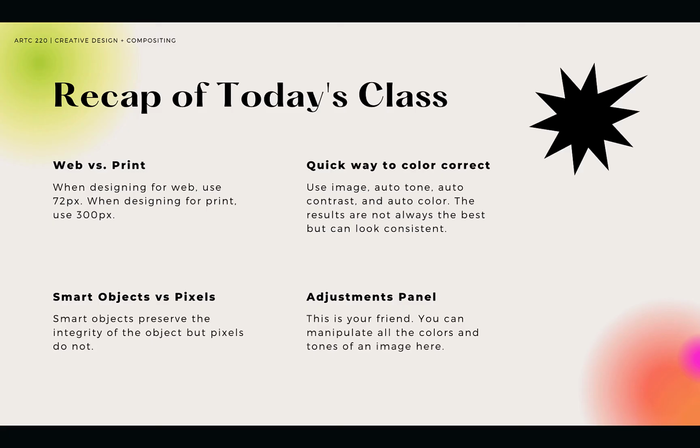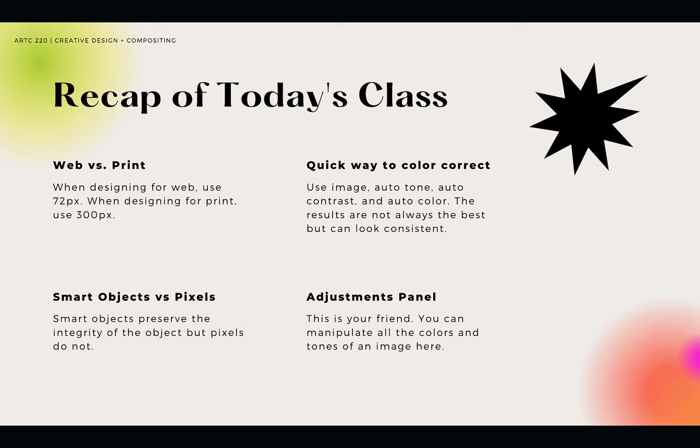Here's a quick recap of today's class. When you're designing for web, remember to use 72 pixels versus print when you should use 300 pixels. A quick way to color correct is by going under Image on the menu bar, and you can select Auto Tone, Auto Contrast, or Auto Color. This may not yield the best results, but if you're batch editing a ton of photos, it may look consistent if you use the same tone here.